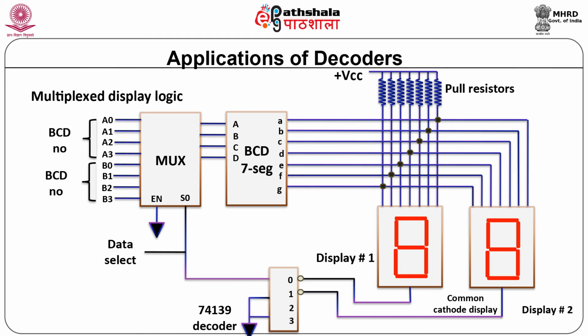In addition, the IC 74139, the linear decoder, enables the first display to accept data from 7-segment decoder. When data select line is high, second BCD number is passed to the 7-segment decoder and generates 7-segment code at the output of the decoder. In addition, the IC 74139, the linear decoder, enables the second display to accept data from 7-segment decoder.